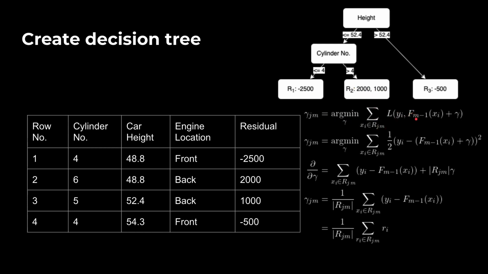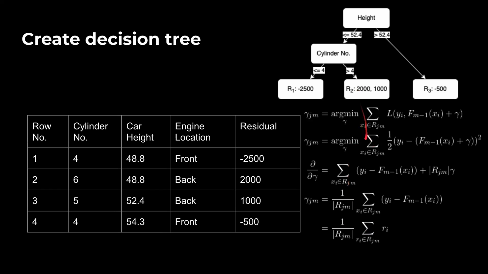And since this is our first iteration, M will be equal to 1. And remember that F0 is the 14,500 for all the different examples. We're minimizing the loss between the expected value and our previous prediction plus this new gamma that will be the result of this residual group, right? Again, we're using the half mean squared error loss, and then we find the derivative, solve, and then we find that it is equal to basically the average of the residuals that are in the group, right?